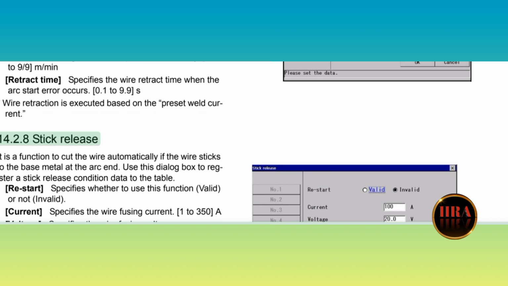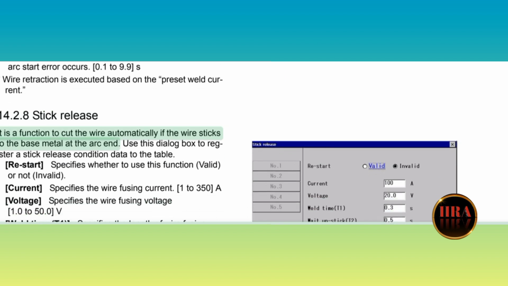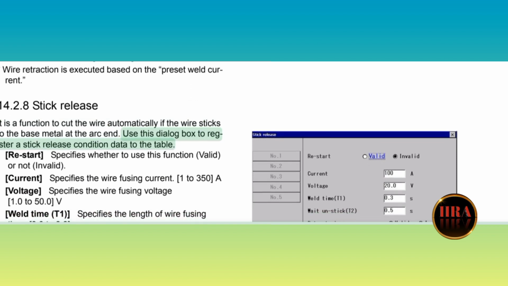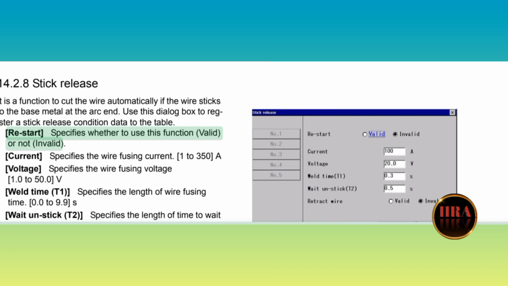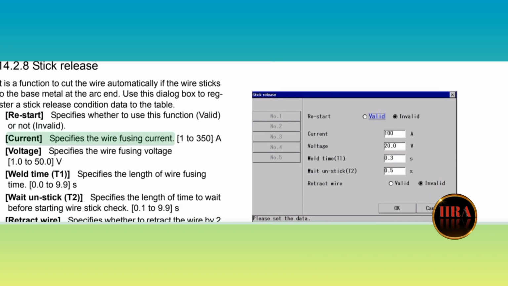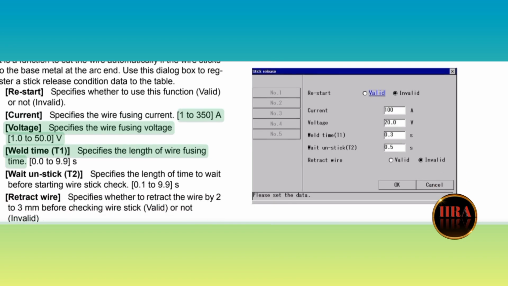14.2.8 Stick release. It is a function to cut the wire automatically if the wire sticks to the base metal at the arc end. Use this dialog box to register stick release condition data to the table. Restart specifies whether to use this function, valid, or not, invalid. Current specifies the wire fusing current. 1 to 350.